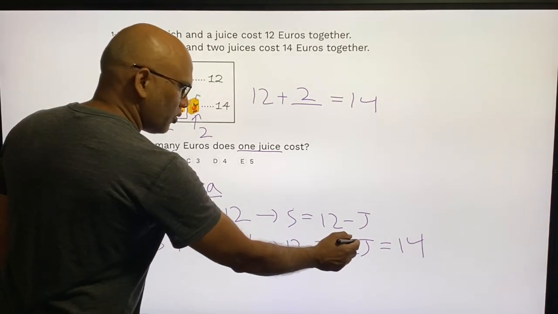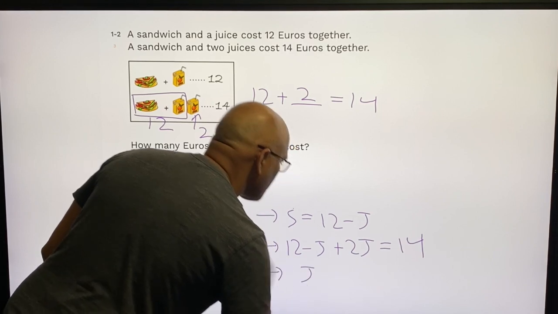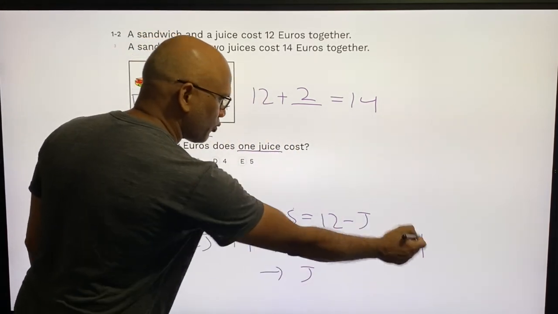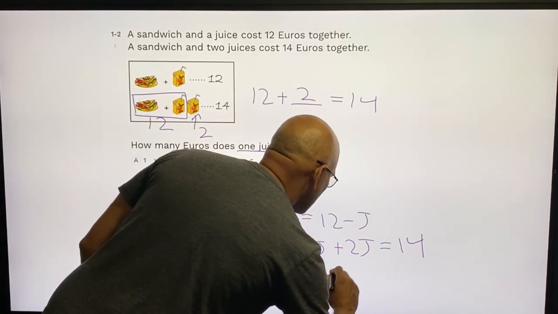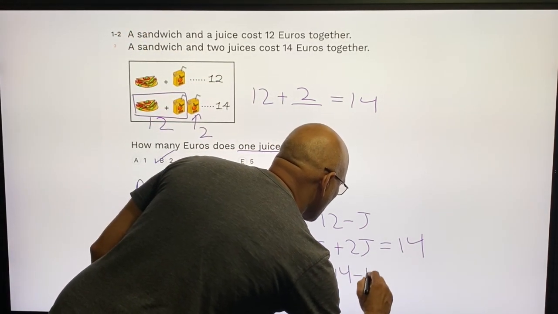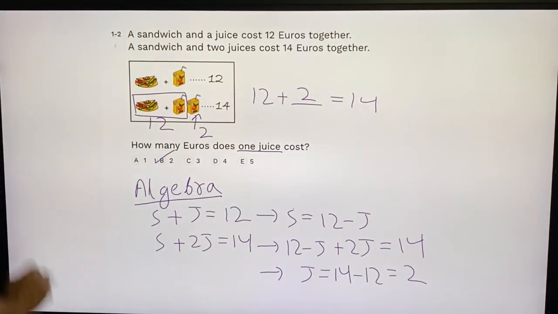All right. So 2J minus J is just J. And I'll take 12 to the other side. So there is 14 minus 12. 14 minus 12 is equal to 2. This matches with our previous answer.